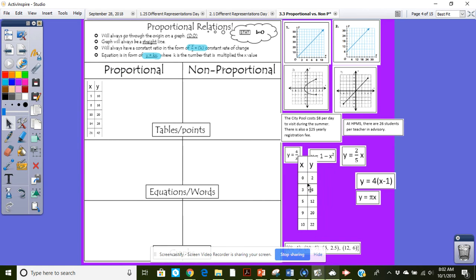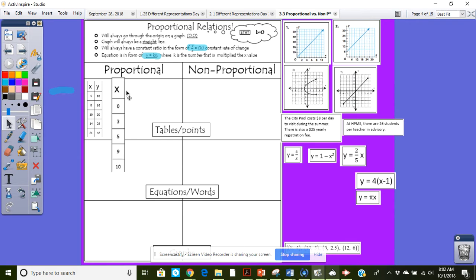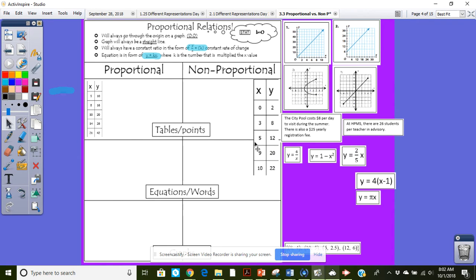The other table we have is this one where x is 0 and y is 2. The giveaway on this one is this point right here. If x is 0, then y has got to be 0 for it to be a proportional relationship. So that one would be non-proportional. And you can do the y divided by x on that one as well.